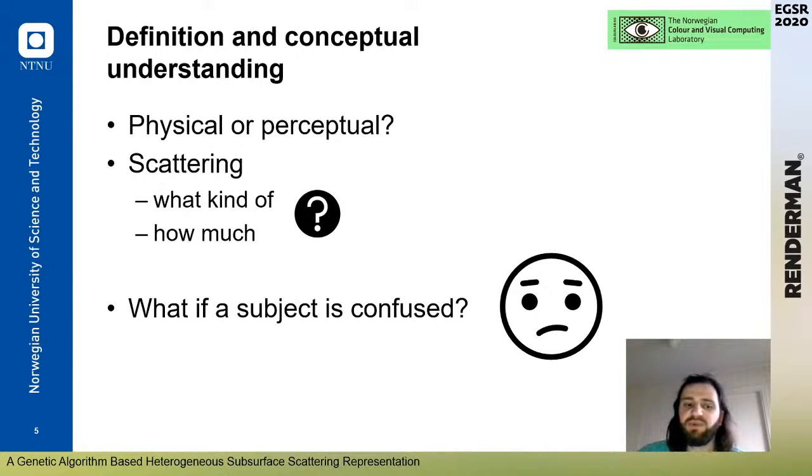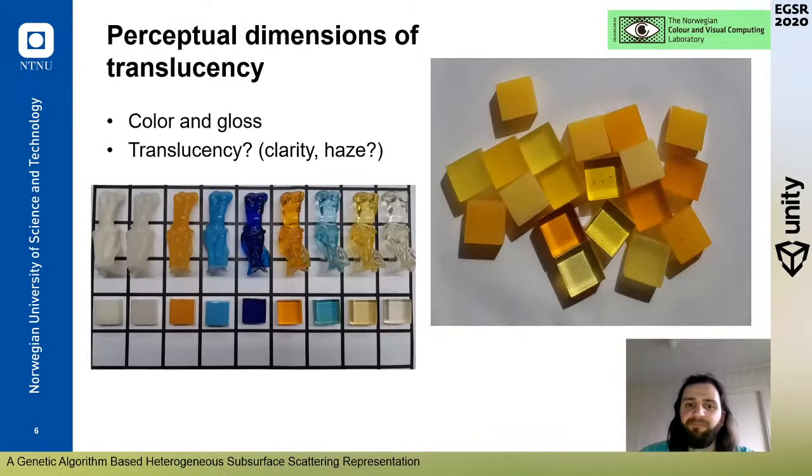Usually subjects are provided with clear definitions they have to stick to, but how should we define it if there is no definition for them? How should they interpret the task? Perceptual dimensions of translucency is another interesting topic.